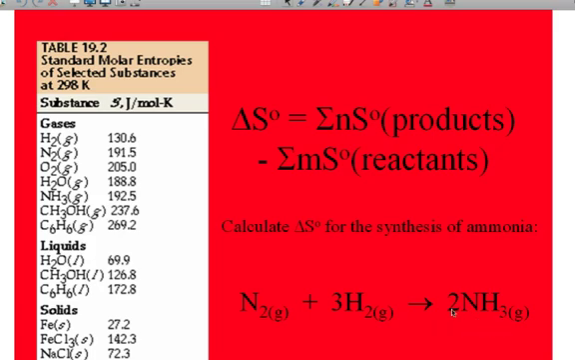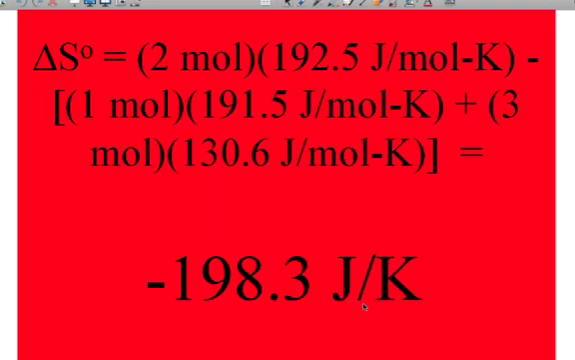So I'm going to look up ammonia, multiply it by 2, since I have 2 of them, minus the sum of my reactants, nitrogen plus 3 hydrogens. So I've got 2 ammonias minus 1 nitrogen and 3 hydrogens, and I get an answer of negative 198.3. And please notice that the units for entropy are joules per Kelvin, not kilojoules. Enthalpy is measured in kilojoules, entropy will be measured in joules.